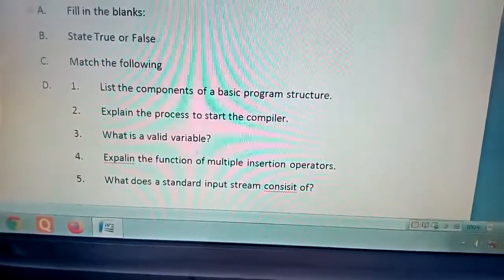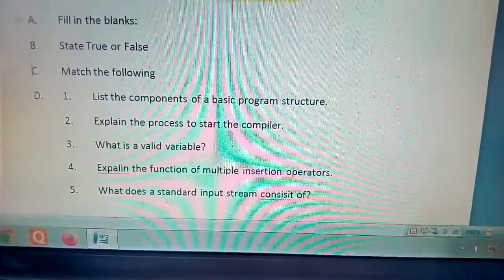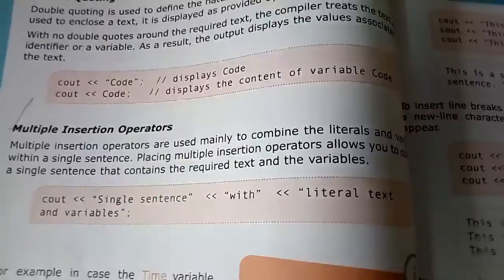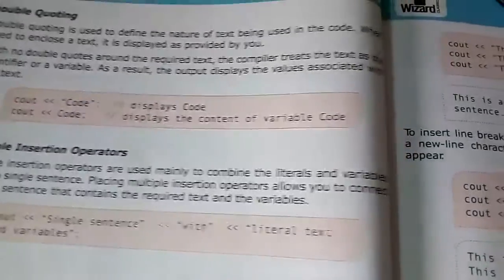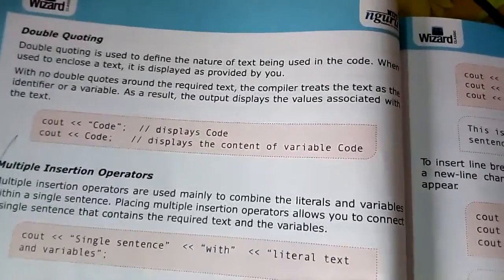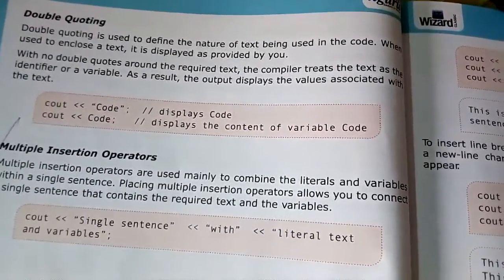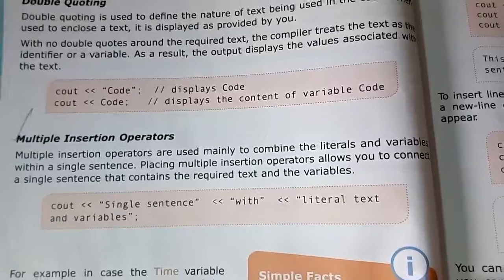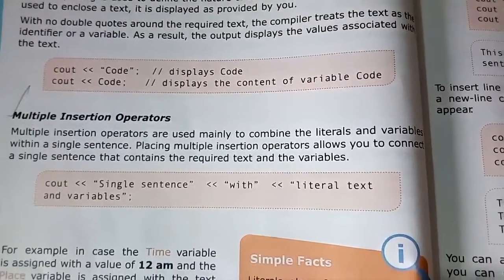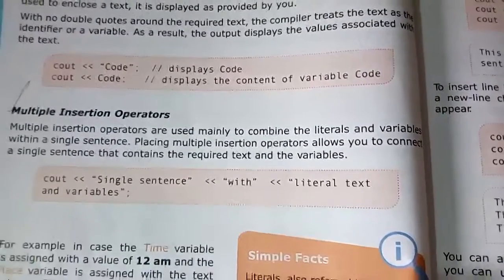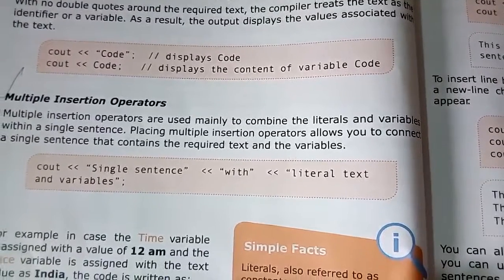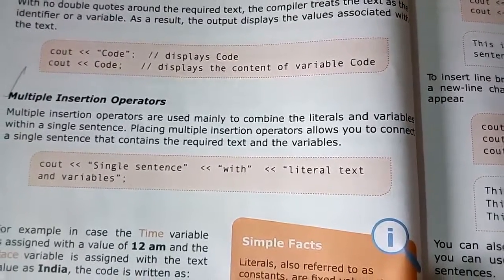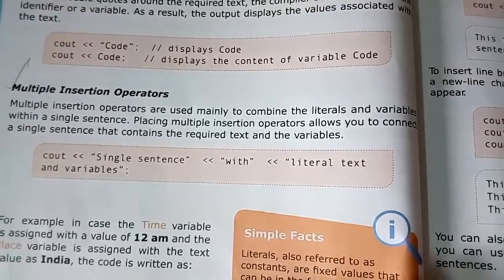Next is, explain the function of multiple insertion operator. Multiple insertion operators are used mainly to combine the literals and variables within a single sentence. Okay, so placing multiple insertion operators allows you to connect a single sentence that contains the required text and the variables. Okay, that is the function of the multiple insertion operator.